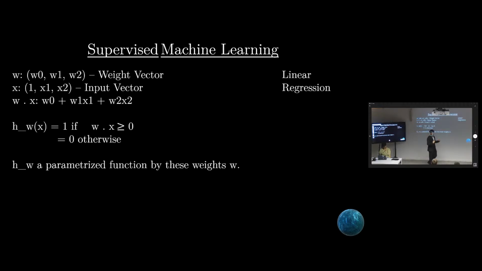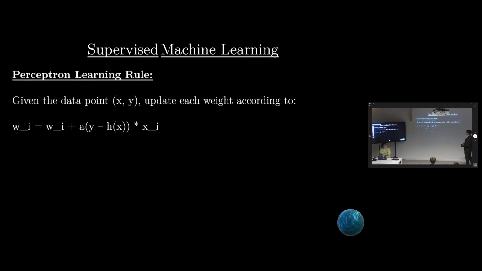Now the whole question is, if I have w, I would be able to classify if this point is rainy or not rainy. How do I find w? That's the main question. How do I find the line? Because if you have a vertical line, it doesn't mean that it's going to efficiently differentiate the data set. A famous learning rule in machine learning, at least for linear regression, is what we call the perceptron learning rule. Given the data point (x, y), update each weight according to wi is equal to wi plus a times y minus h of x times xi.